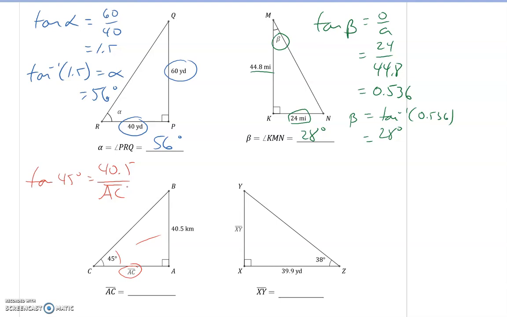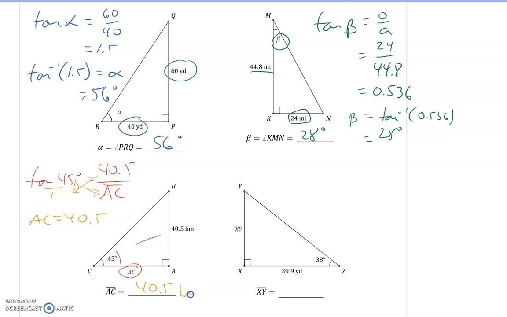So you can do cross multiplying if you want for this. It will work pretty nicely. Of course, this is over an invisible 1. So if I do 40.5 times 1, and then divide that by the tan theta, it should give me my AC. So cross multiplying is one way to do this. Or you can just do 40.5 divided by tan 45. It's all going to work out okay. So if we do the 40.5 divided by the tan of 45, we will get 40.5. AC is equal to 40.5.